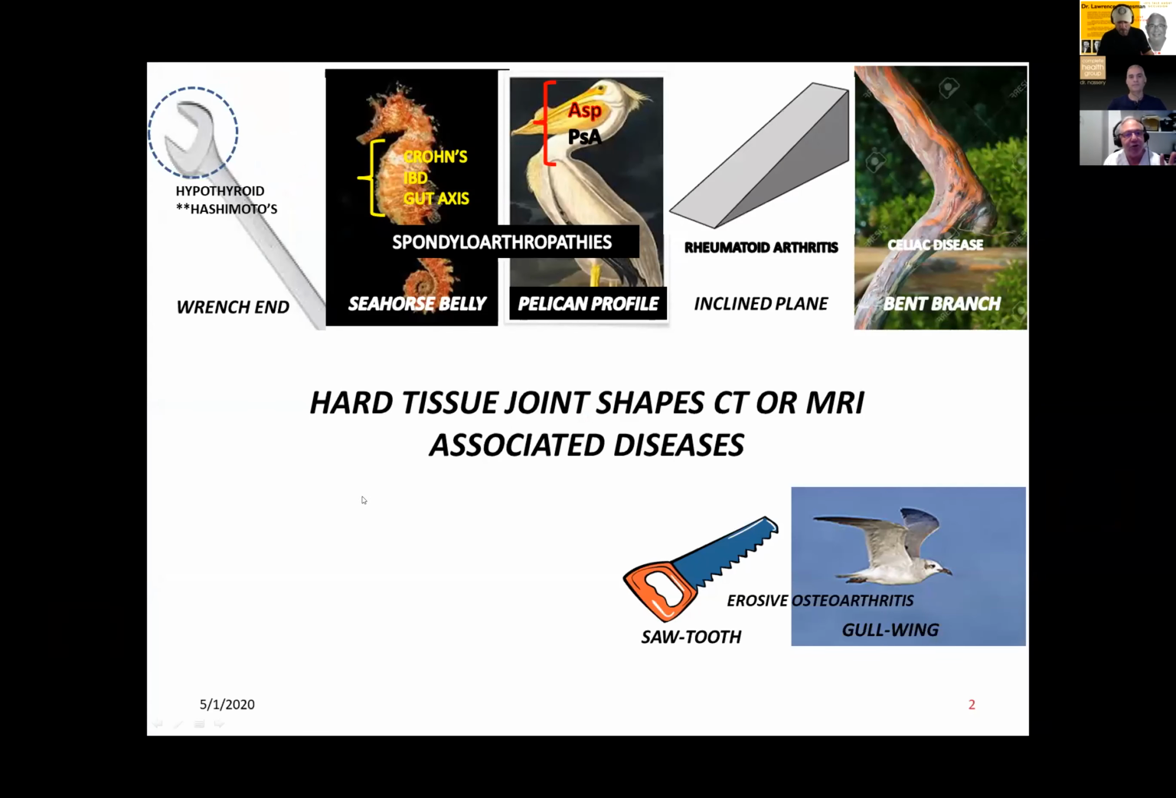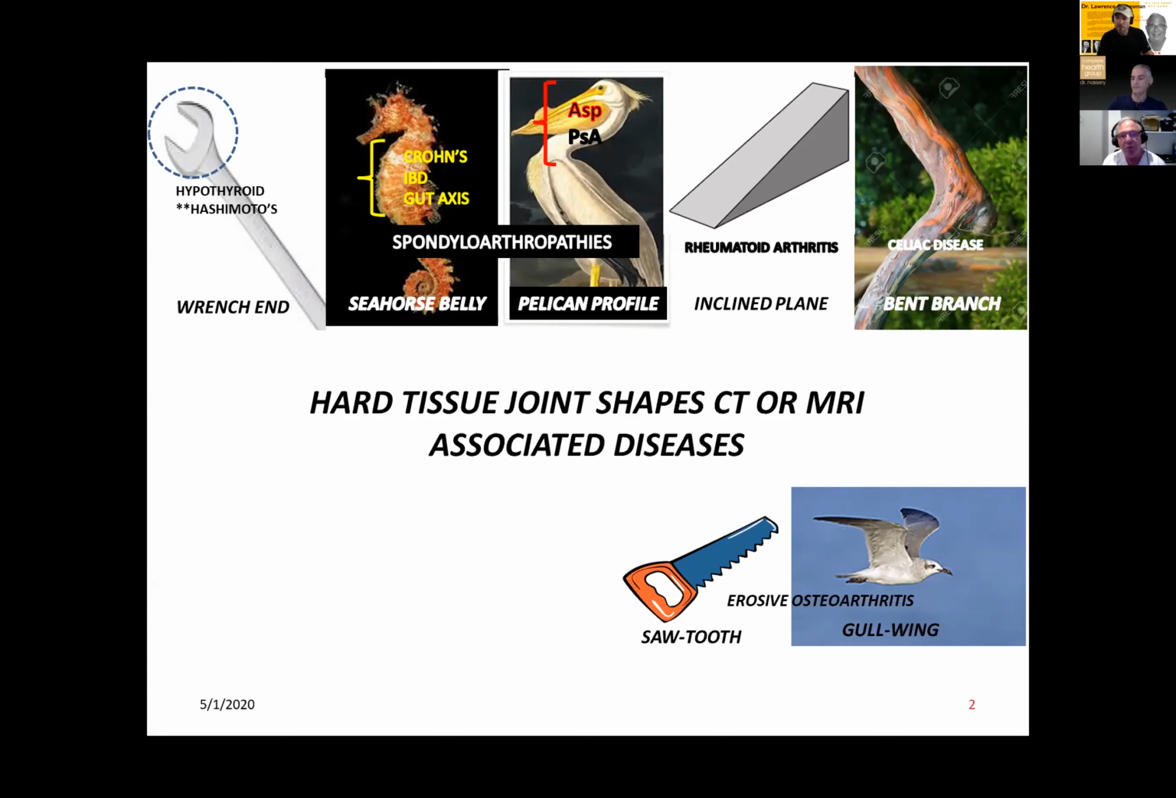So I produced some icons for you so that you can understand exactly what I'm going to be talking about. I'm going to be talking about the hard tissue joint shapes that you can see on an MRI that are associated with diseases, and they're repeatable, so you can find them relatively often. There are a couple of things that need to be established first, however. One thing that binds all the cases I have together, number one, is thyroid disorders. Most of the time, it's autoimmune thyroid disorder. Most of my patients have Hashimoto's disease.